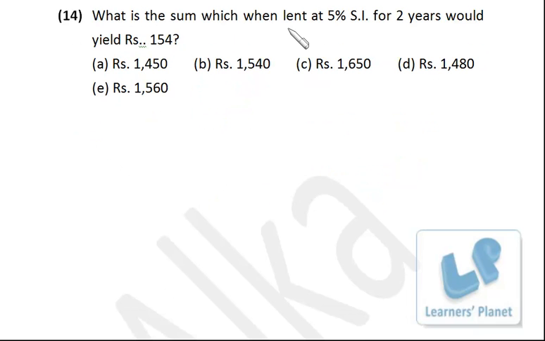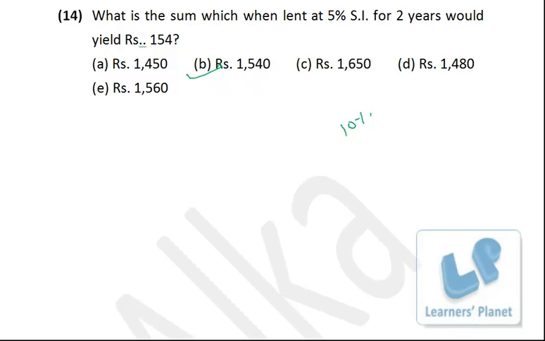What is the sum which when lent at 5% SI for 2 years would yield 154? Now that's a very simple problem. 5% per annum, and simple interest remains the same every year. So 5% for the first year, 5% for the second year, that means in all 10%. Now 10% is 154, that means the entire amount is 1540.